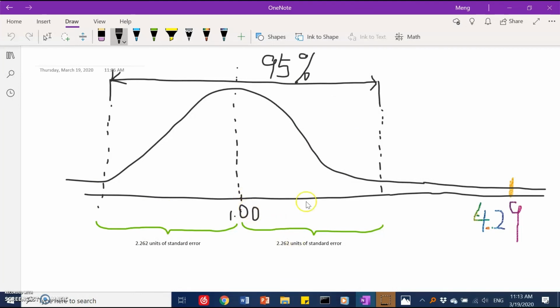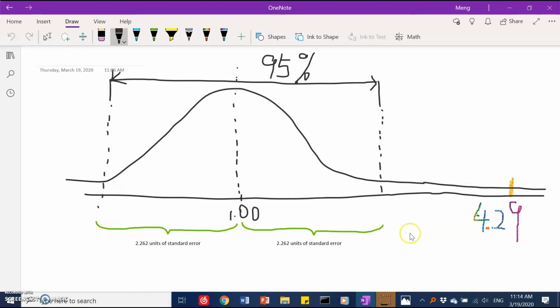So what does this 2.262 mean? It means that if we draw a normal distribution of this sampling distribution, 95% of the values will be accumulated within a range. And what is the range? The upper limit is 2.262 units of standard error above the mean of 1. Again, the standard error means the standard deviation of this sampling distribution. And the lower limit of this range is 2.262 units of standard error below this mean.